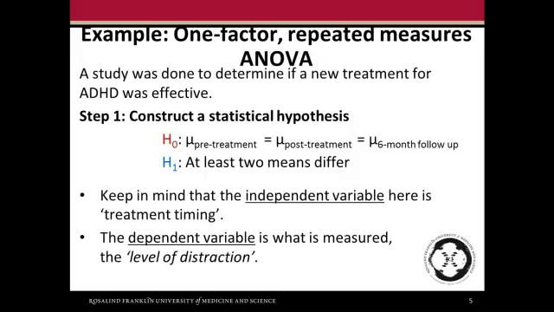So keep in mind that the independent variable is treatment timing, and we have 3 different levels. We have before the treatment for ADHD was applied, right after the treatment was applied, and then 6 months later. And the dependent variable is what we're measuring, which is level of distraction. So we're going to have the same individuals that we're going to have pre-treatment measurements, post-treatment measurements, and a 6-month follow-up measurement on.